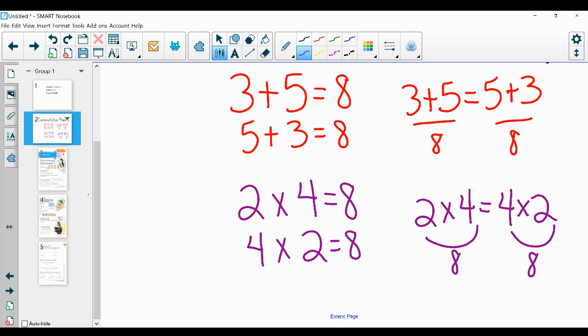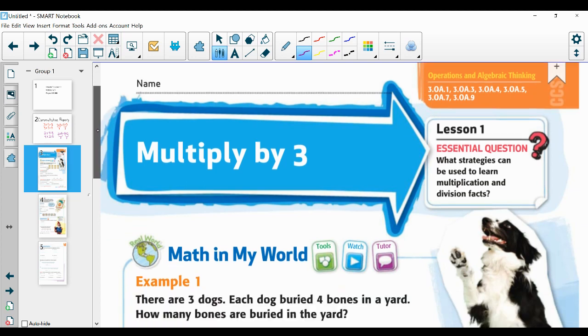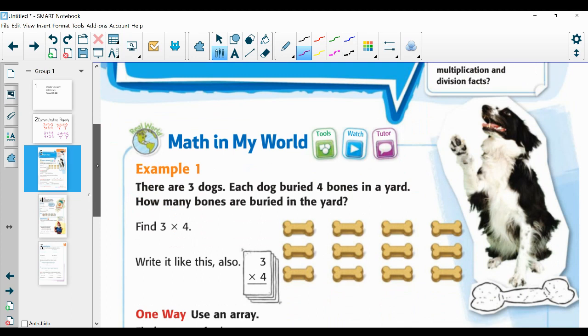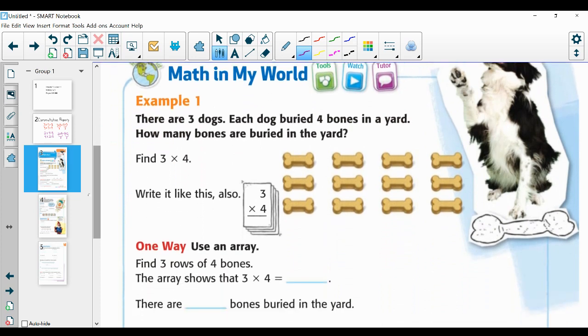All right, let's begin our lesson. So we are multiplying by 3. What strategies can be used to learn multiplication and division facts? Well, we have learned skip counting, we have learned arrays, we have learned number lines, and we have learned the multiplication chart. So here we're going to use an array to help solve this math problem. There are 3 dogs. Each dog buried 4 bones in a yard. How many bones are buried in the yard?